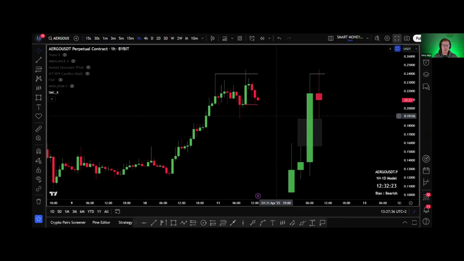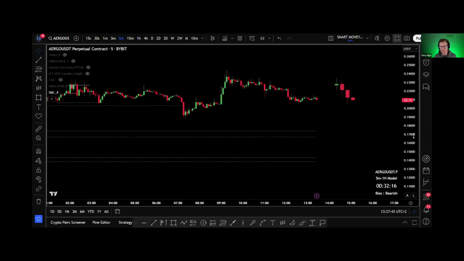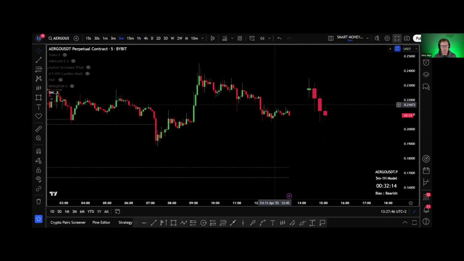So the higher the time frame you're on, the bigger the trade you can make. If you want to do more of a swing trade, you just do it on a higher time frame. If you want to do more scalping, you come onto lower time frames, and then you scalp on the lower time frames.